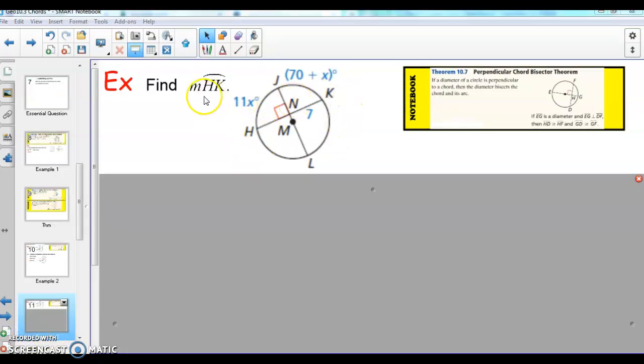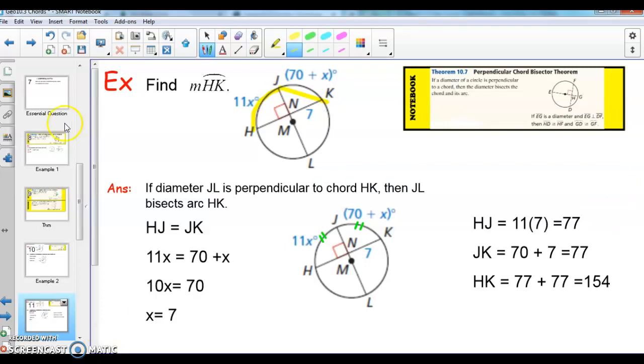In the same circle, how are we going to find the measure of arc HK? Well, we know from the previous example that NK is congruent to HN, which means both of them measure 7. Because of the perpendicular chord bisector theorem, the diameter JL also bisects the corresponding arc. So that means JH and JK are congruent to each other. So using that information, if we set these two equal to each other, we have 11x is equal to 7t plus x.